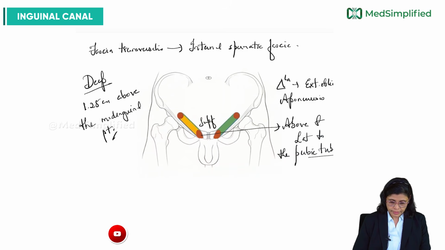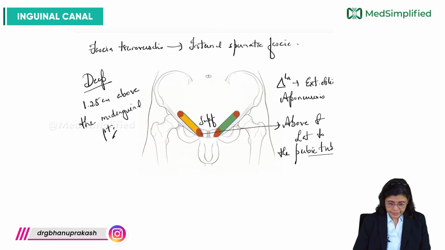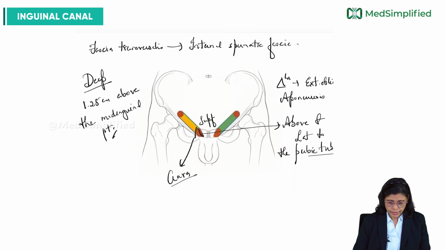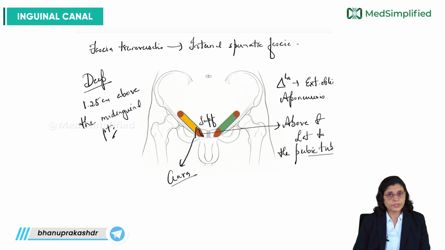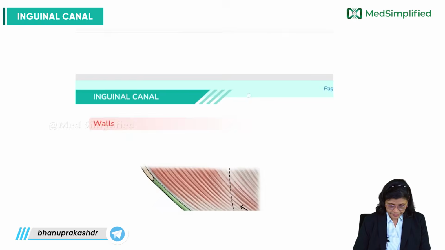So, here the pubic crest will be forming the base. Since it is triangular, it will be forming the base of this superficial inguinal ring. And the sides of this we call them as the crura. So at the apex, these crura will meet by the intercrural fibers. So that is about the superficial and the deep inguinal ring.